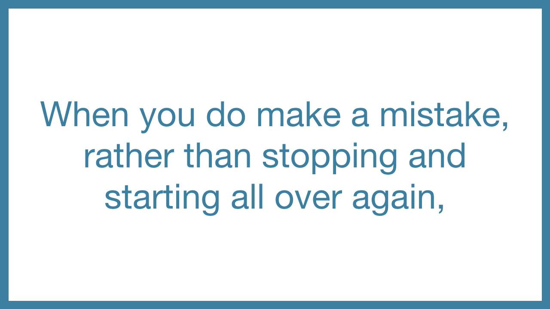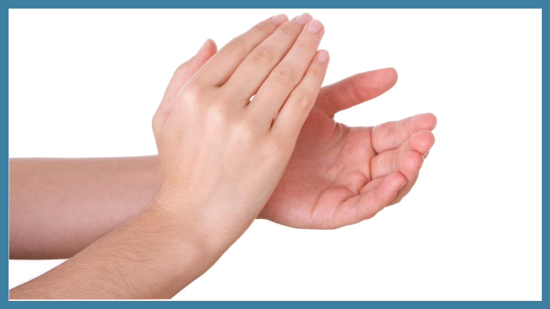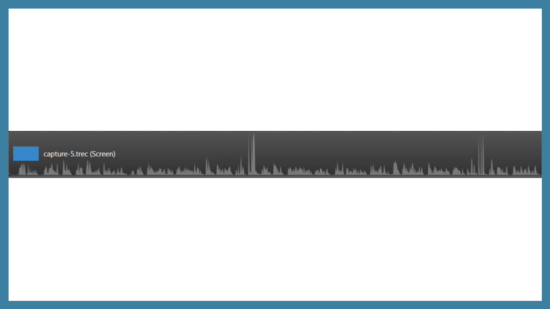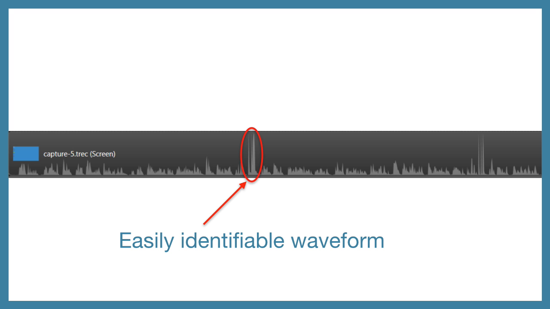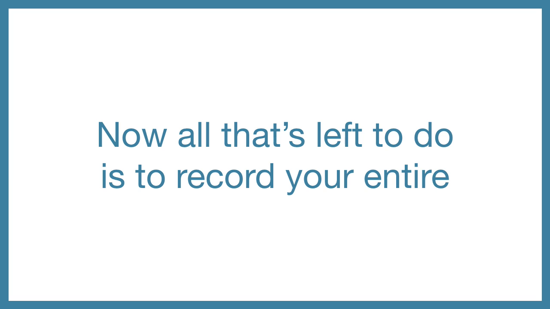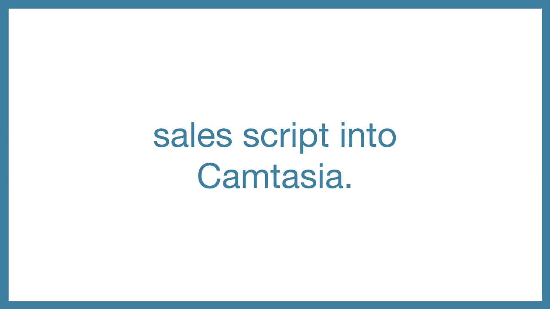When you do make a mistake, rather than stopping and starting all over again, just clap 3 times in front of your microphone and then repeat that section. You'll notice that this creates an easily identifiable waveform that highlights where you need to make corrections. Now all that's left to do is to record your entire sales script into Camtasia.